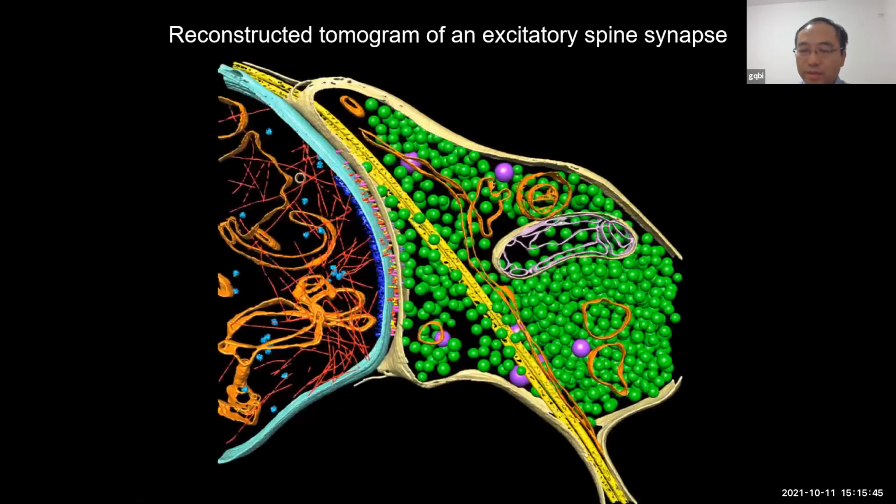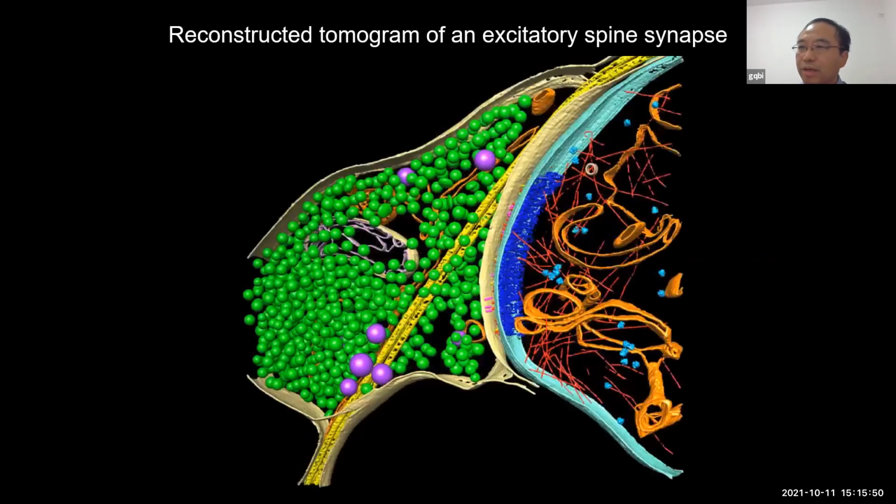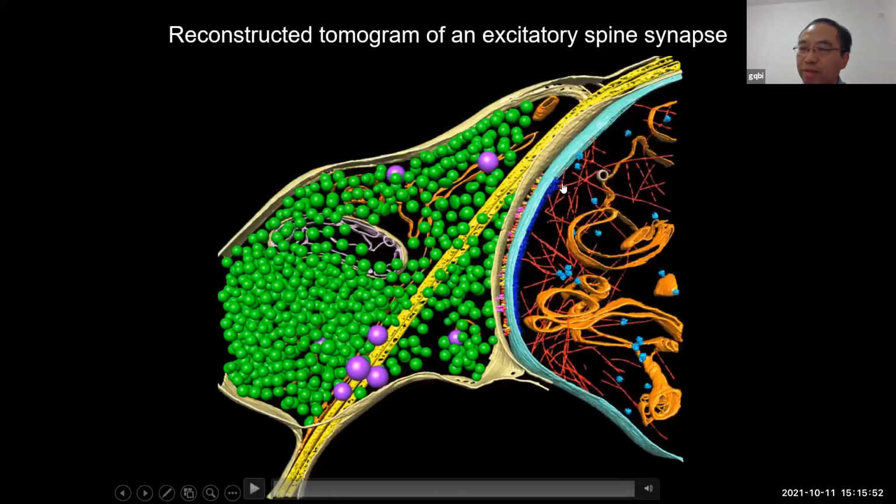So this is a typical excitatory synapse. As we can see, there is a density on the postsynaptic side. Also, this synapse forms on the dendritic spine.